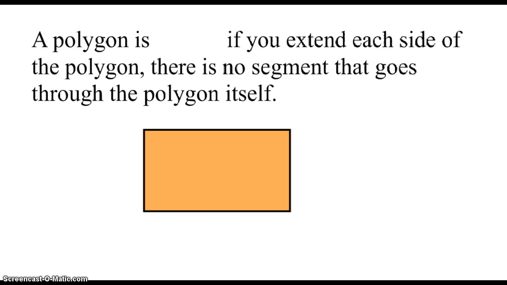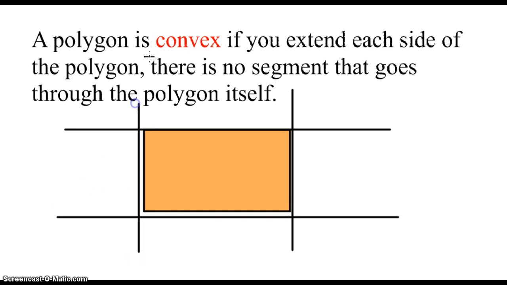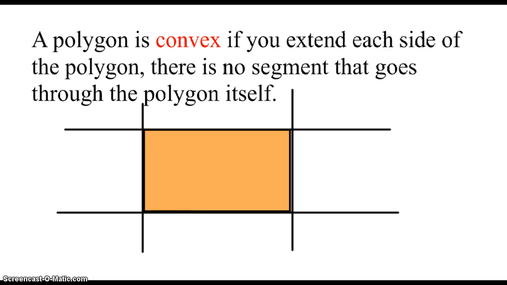One thing we have to know is there's two types of polygons. A polygon is considered convex if you extend each side of the polygon and there's no segments that go through the polygon. So if I grab this line and I just extend these, you'll see that this line and this line never go through the interior of the polygon. So I just move those over. These lines never cross through any part of the interior. So that's how we know it's convex.